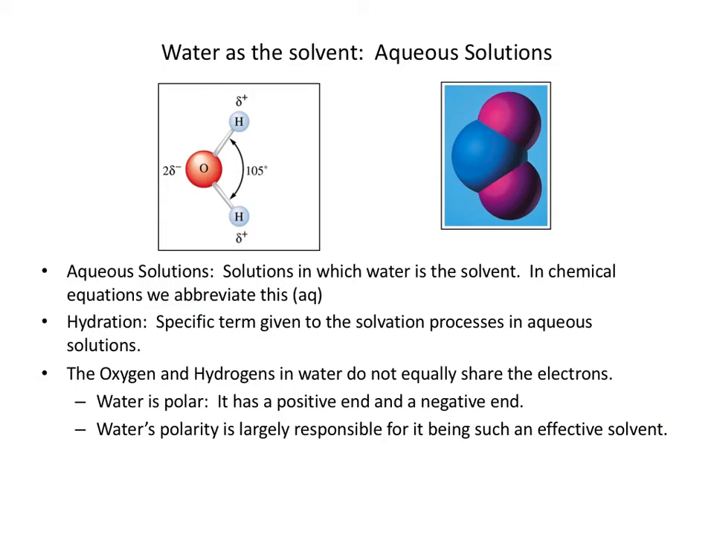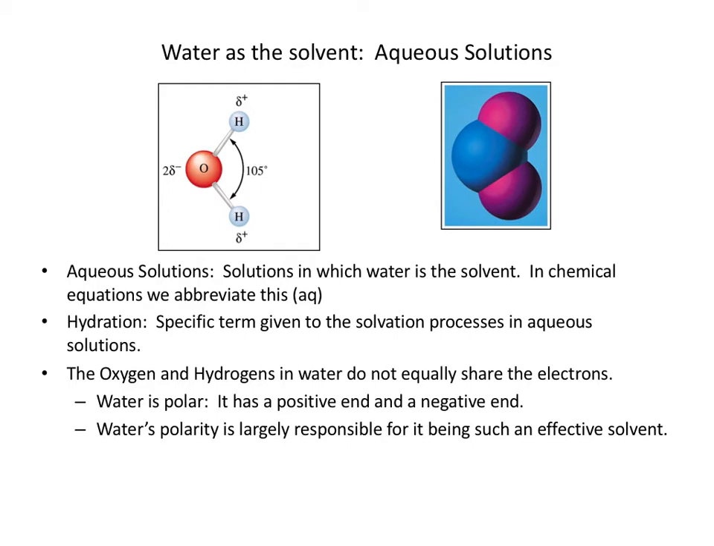Now, water is going to be one of the most common solvents that you use as a chemist. And so we have a special name for solutions in which water is the solvent, and they're called aqueous solutions. And when we're doing chemical equations, we'll abbreviate substances that are dissolved in water with the symbol AQ, meaning they're aqueous. And so, just more vocabulary, hydration is solvation, but it's the term specifically used when the solvent is water.